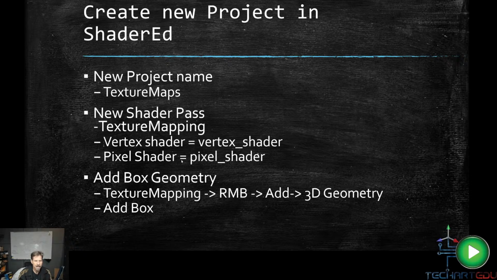Click OK. And now notice that we have two bits of code up here: the pixel shader, and then the vertex shader.